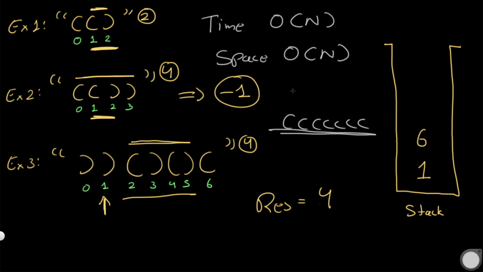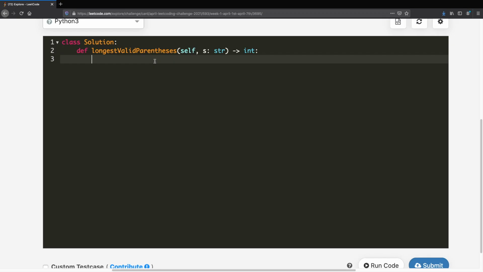So now let's take a look at the Python solution first. All right, so we're first going to define our stack, and we're going to use a list to do that. And remember, the first value is going to be -1. We're also going to have our result, which is going to start off at 0. So now we need to have a for loop, and we're going to go over the indices of our input. So for i in range of length of s.